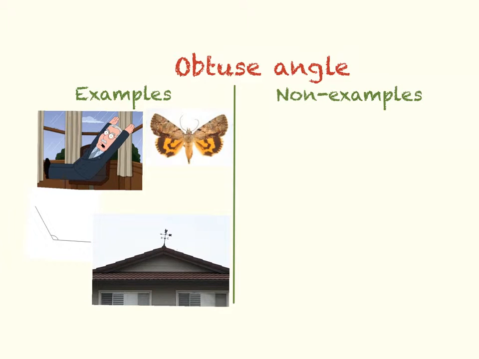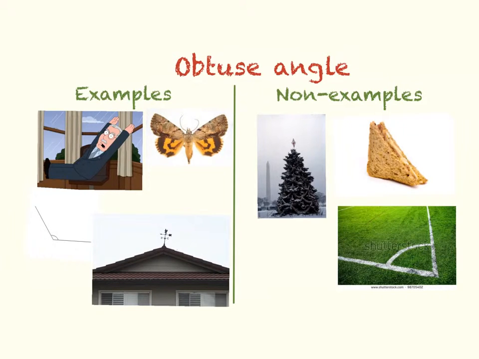The next angle we're going to learn about is called an obtuse angle. And here are some examples of obtuse angles. And here are some non-examples of obtuse angles. What do you observe about these patterns?